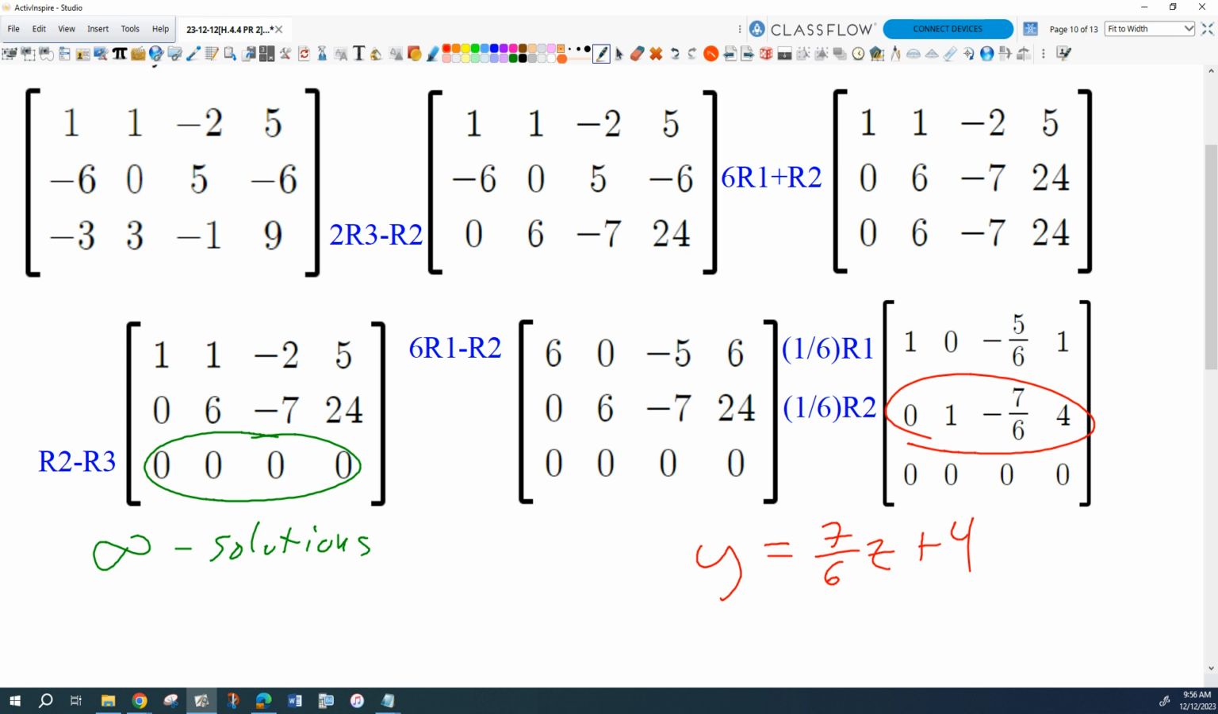How about this top row? What's this one telling me? Yeah, x equals 5/6 z plus 1. So we have infinite solutions, but what this is telling us is that z is the free variable. z could take any value possible, and whatever value z has is going to constrain the values of x and y so they all fit on a line. Okay?